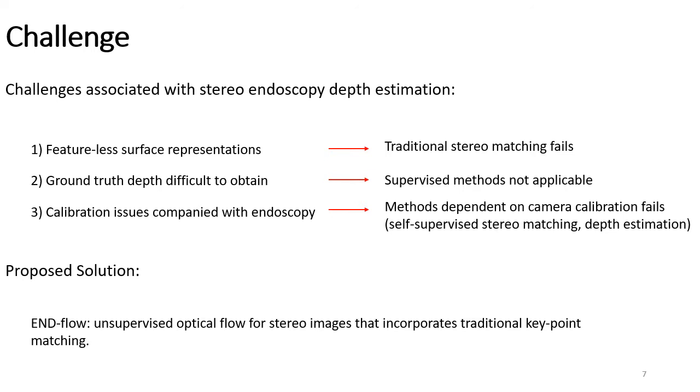Challenges associated with stereo endoscopy depth estimation are threefold. First, tissues have featureless surfaces, making it hard for traditional methods to find correspondences. Second, it's very difficult to obtain a large number of ground truths, so supervised methods are not good choices. Third, as the endoscope is often adjusted during intervention, accurate camera parameters are generally not available either, so methods depending on camera parameters are also not good choices.